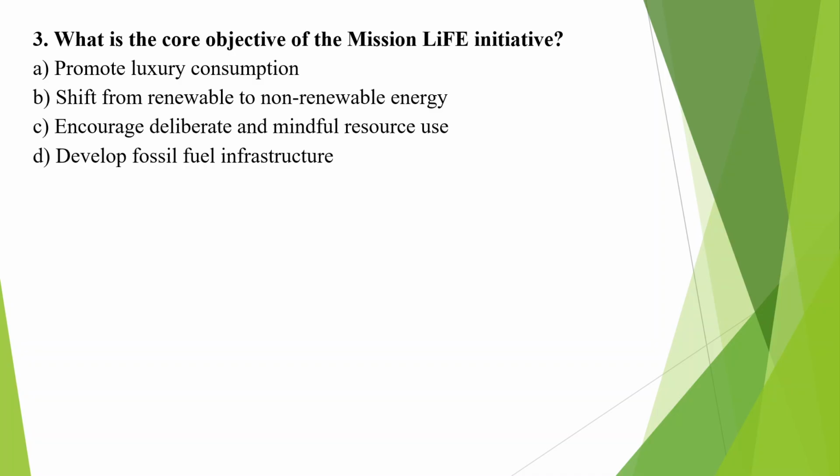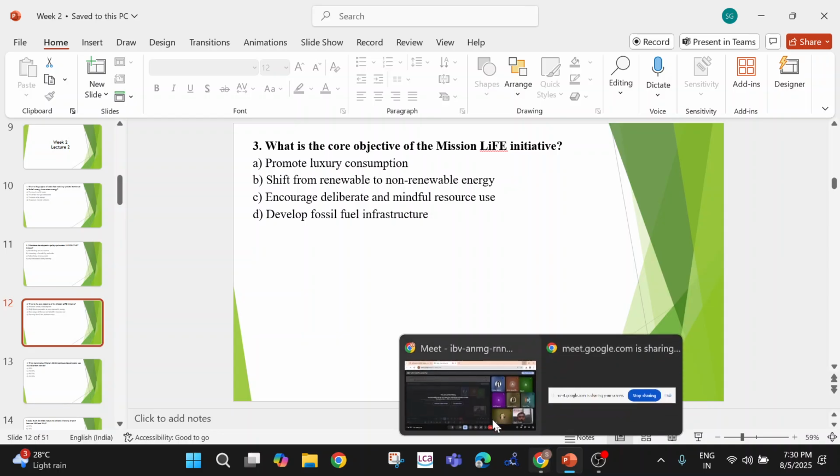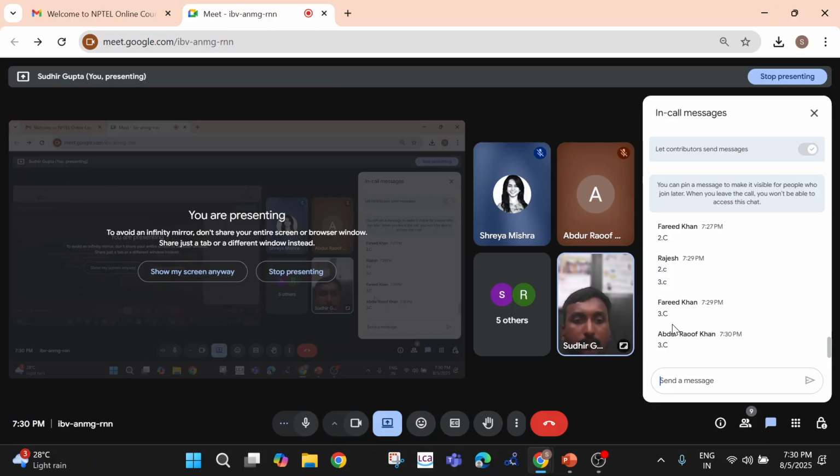Some of you are giving answers for question 2, but we have already passed the second question. Try to give your answers, all of you. If some of you have doubts, we will discuss this question in detail. As I can see, many of you have already given the answer, and for question number 3, all of you have opted for option C.